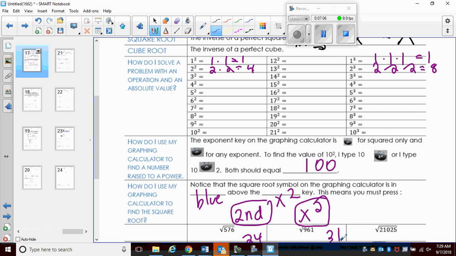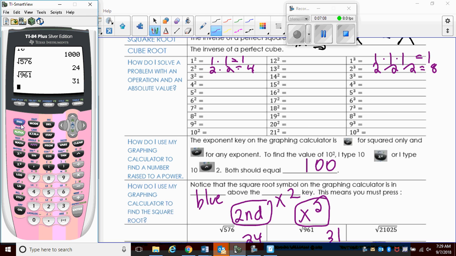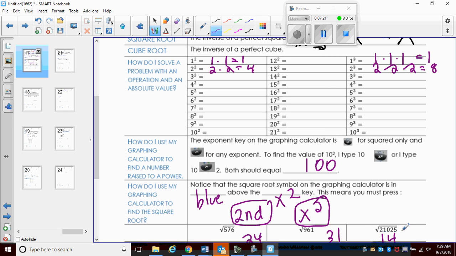For the last one, I have second x squared 21025. Enter. And I get 145. Okay? Now, what about the cube root? It's right below.